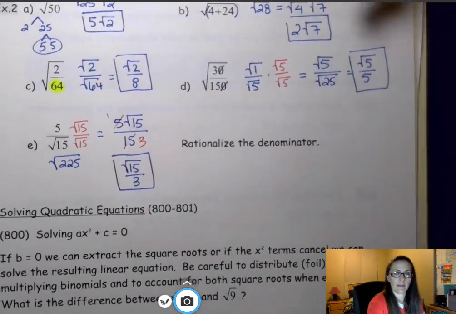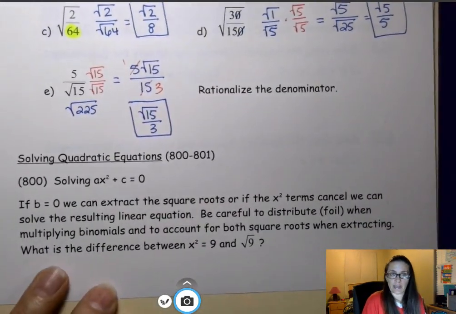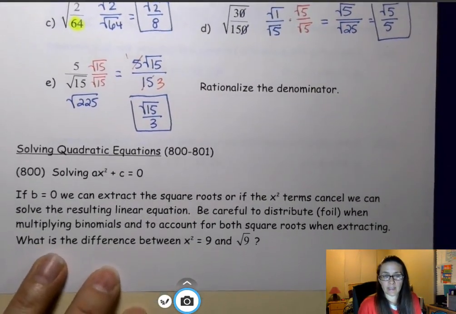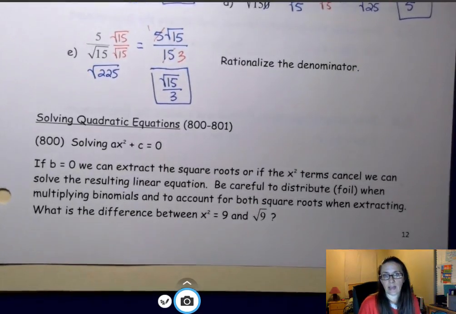Okay, the next thing we're talking about today is solving quadratic equations. These are pages 800 to 801 in the back of the textbook. Again, this should be algebra review, but I know that last year we ended kind of wonky.